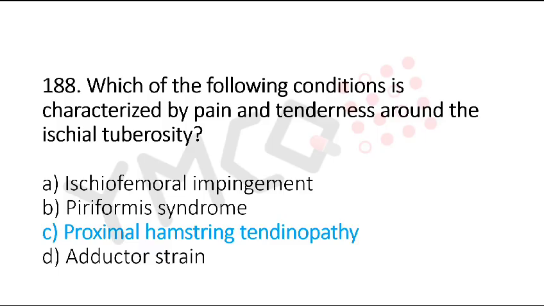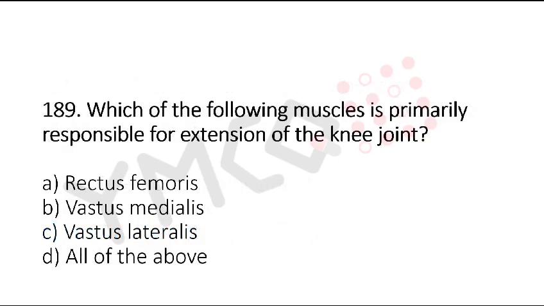Now let's move to question number 189. Which of the following muscles is primarily responsible for extension of the knee joint? Option A, rectus femoris. Option B, vastus medialis. Option C, vastus lateralis. Option D, all of the above. And the answer is option D, all of the above.